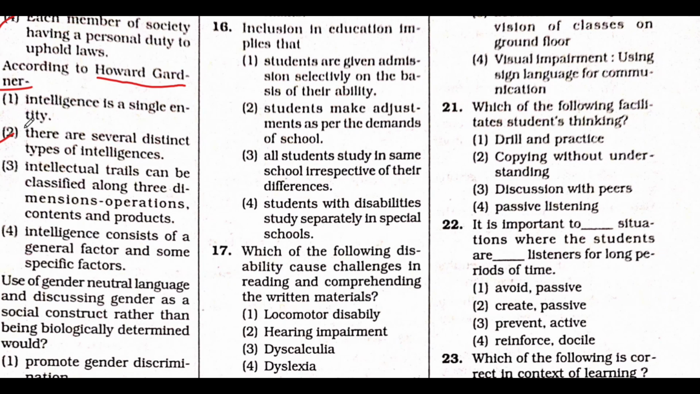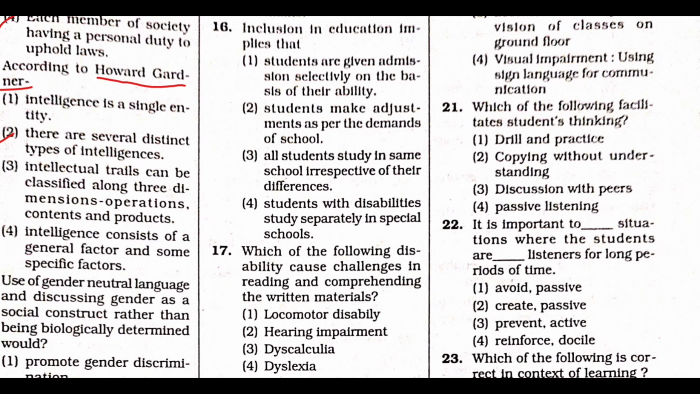So Gardner's theory, based on information processing approaches, functions on 3 basic principles. All right, so you have understood, right, that there are several distinct types of intelligence, as I told you, right? Now let's go to the next question.